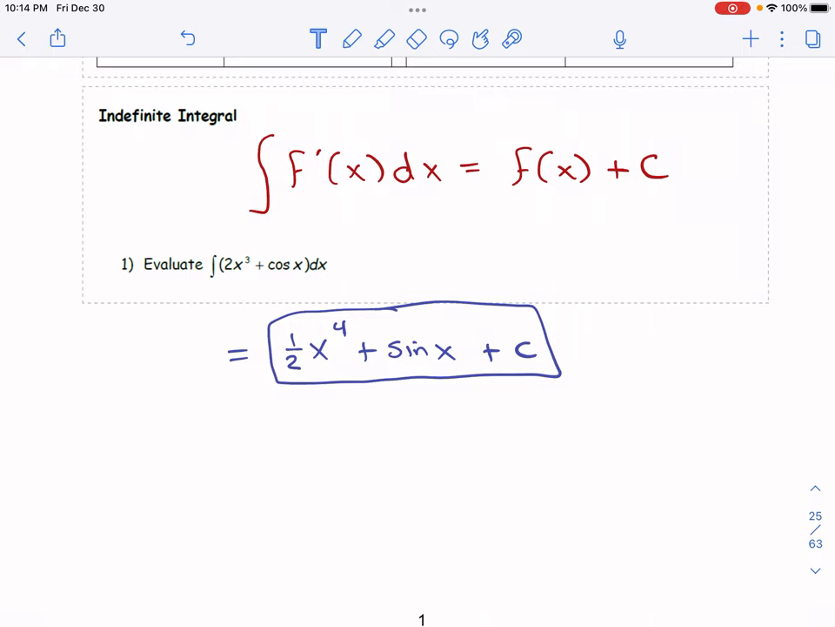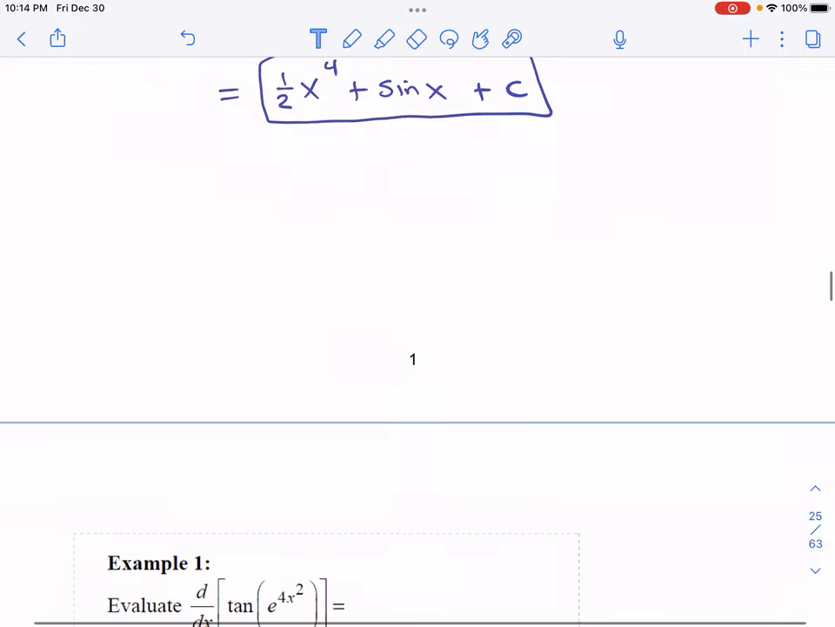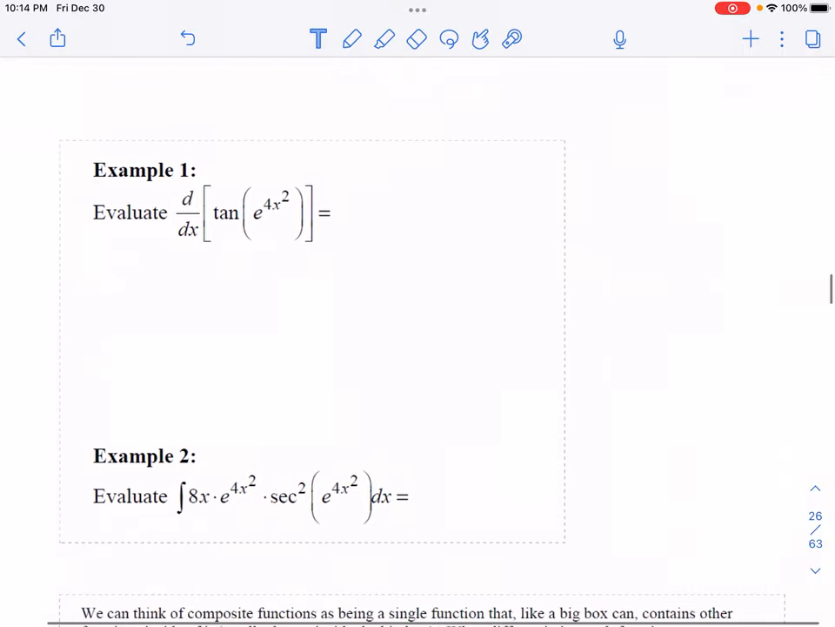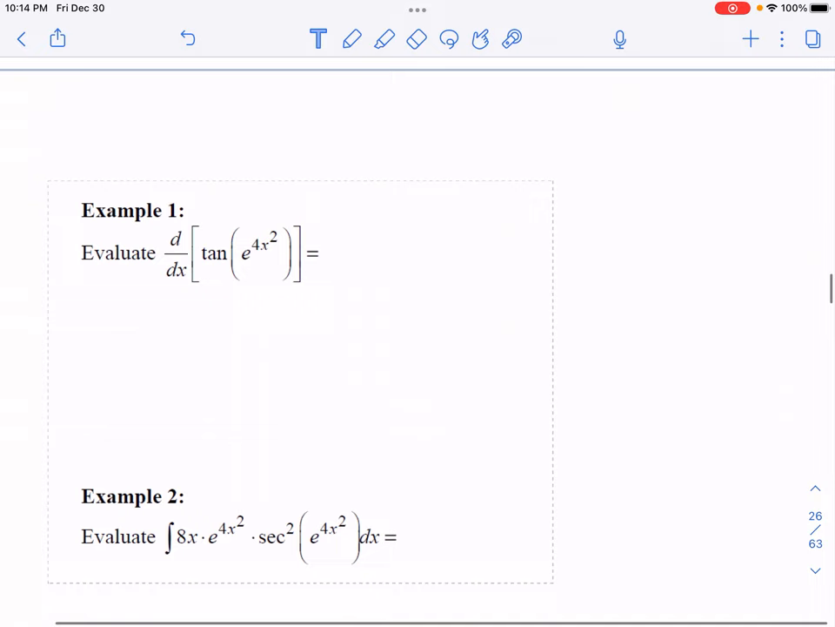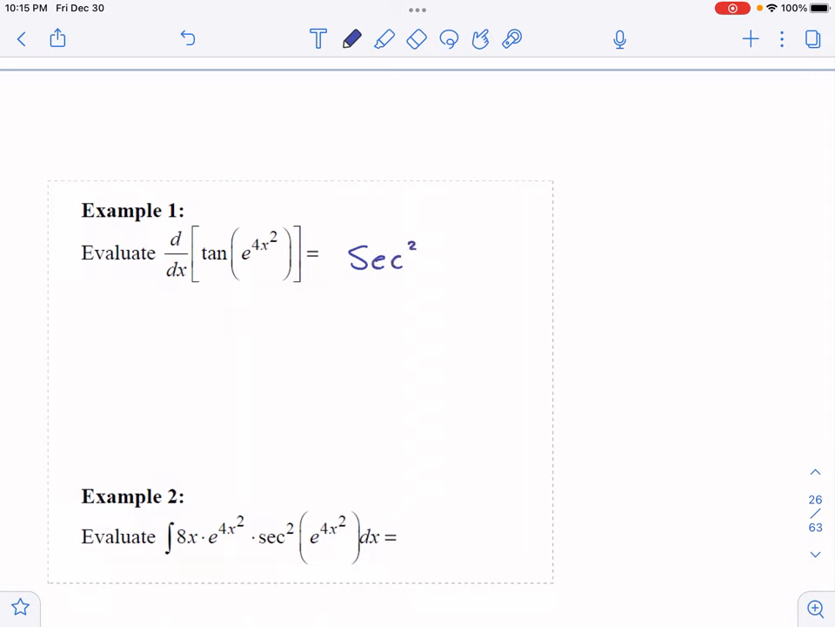Now, integration or antidifferentiation is a more difficult process than taking derivatives, as we'll see soon, so we'll need some techniques. But just notice that we've taken derivatives. For instance, the derivative of tangent is secant squared, so it would be secant squared of what's on the inside, e to the 4x squared. And then by the chain rule, it's the derivative of e to the 4x squared, which is e to the 4x squared times the derivative of 4x squared, which is 8x.